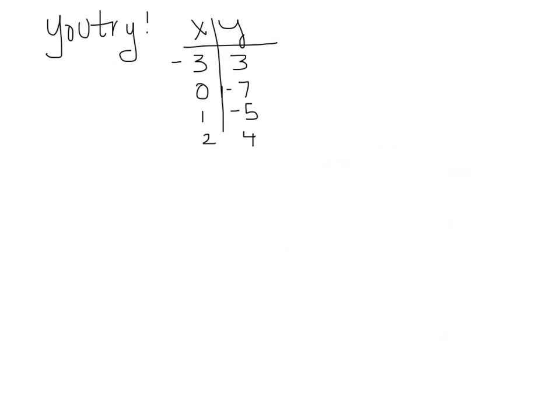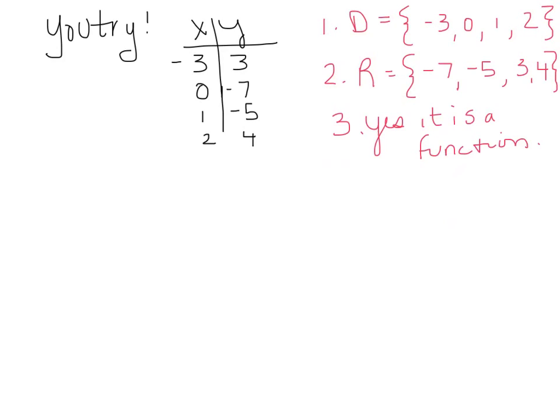Okay, here's one for you to try. Pause it, because in a minute I'm going to put up my answers. I want us to compare. Okay, I came up with a domain of -3, 0, 1, and 2, and a range of -7, -5, 3, and 4. I put them in ascending order to make my set a little prettier. And yes, it's a function. For every x, there is only one y. And one of your tip-offs here is that I've never listed an x twice, so there's no chance for it to have a second y. Does that make sense? So that's a tip-off that, of course, it's going to be a function. Let's try another one.